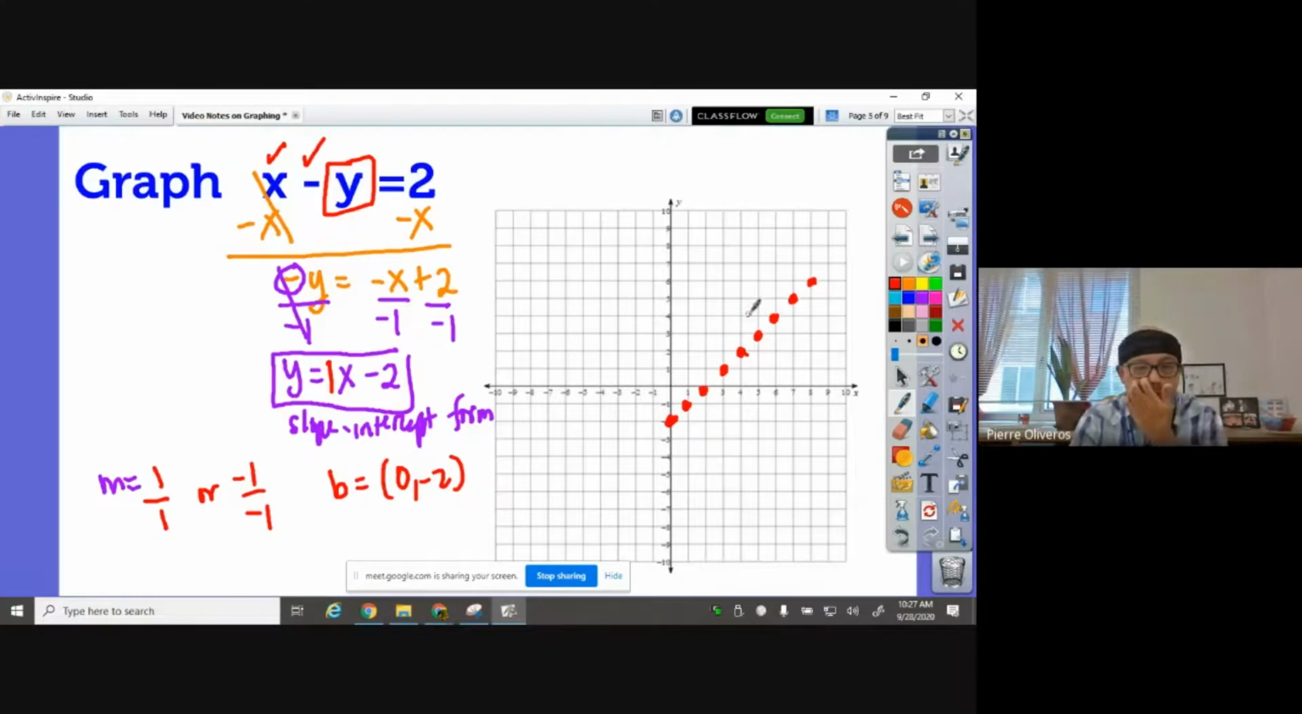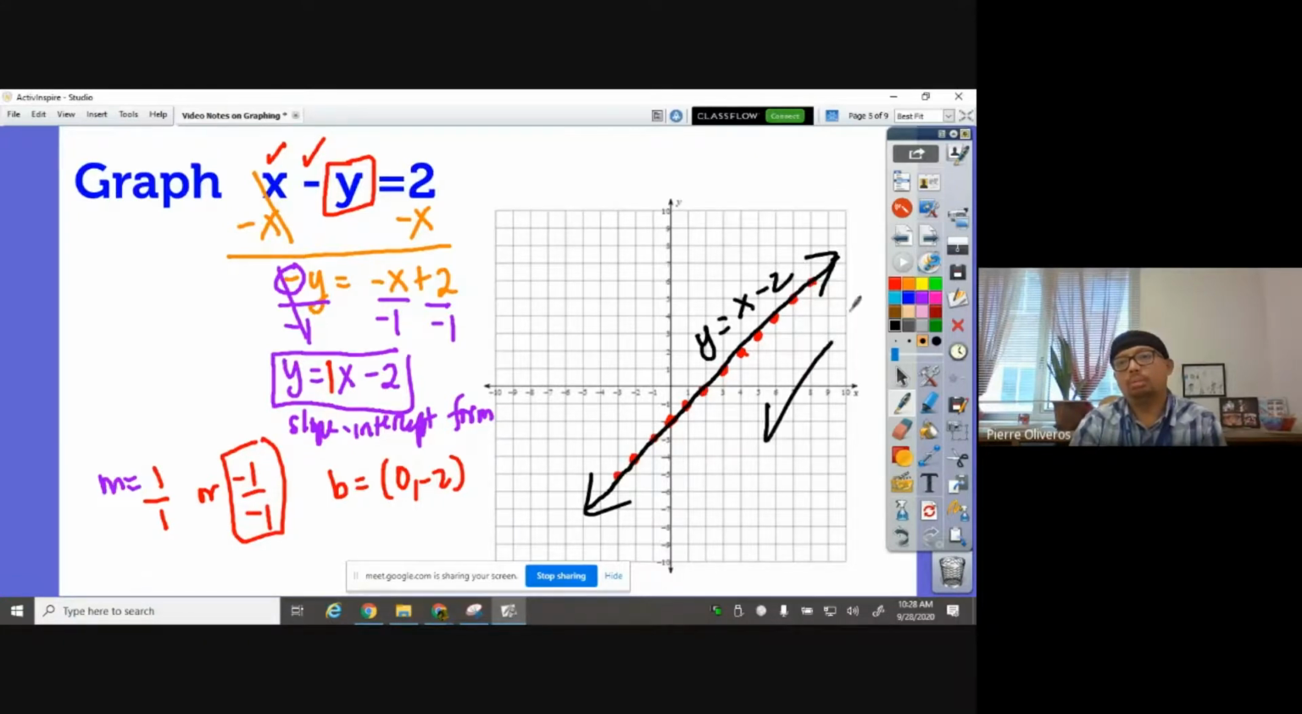If it's going to be crooked or there will be an angle, it's not going to be a straight line. You know there's something wrong. I suggest you double check your work. If I go negative 1, negative 1, down 1, left 1, down 1, left 1, down 1, left 1. If you connect them all, they make a straight line, and our equation is now y is equal to x minus 2. Kaboom.